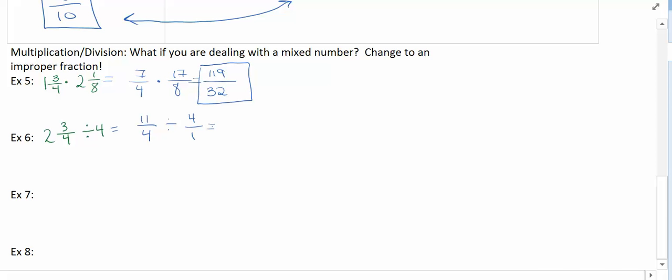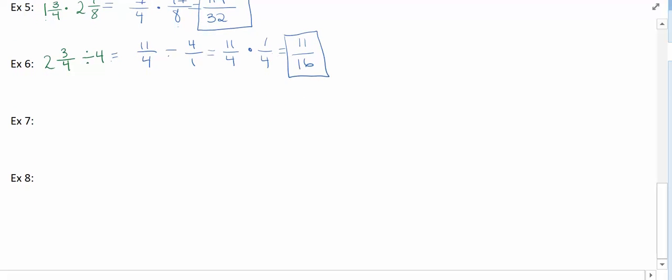Our next step is we're going to go ahead and flip over the second fraction and change the sign to multiplication. 1 times 11 is 11. 4 times 4 is 16. Can't reduce by anything, so there is our final answer, 11 over 16.